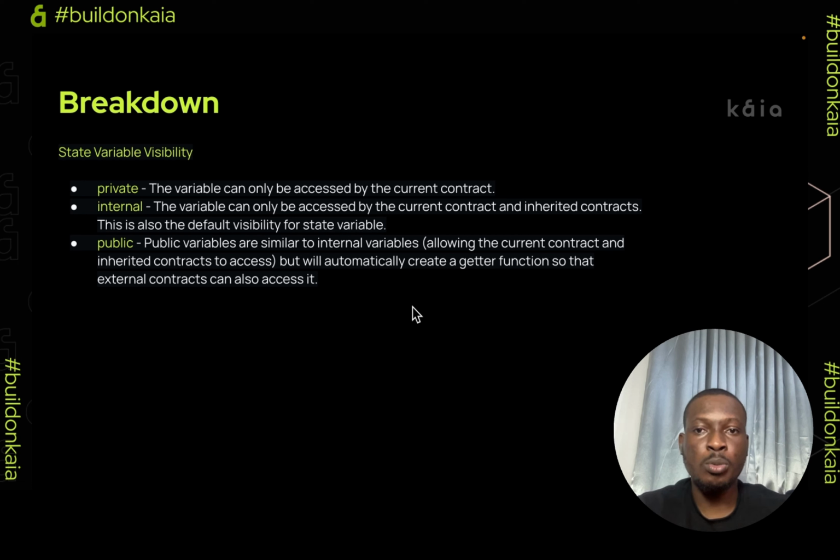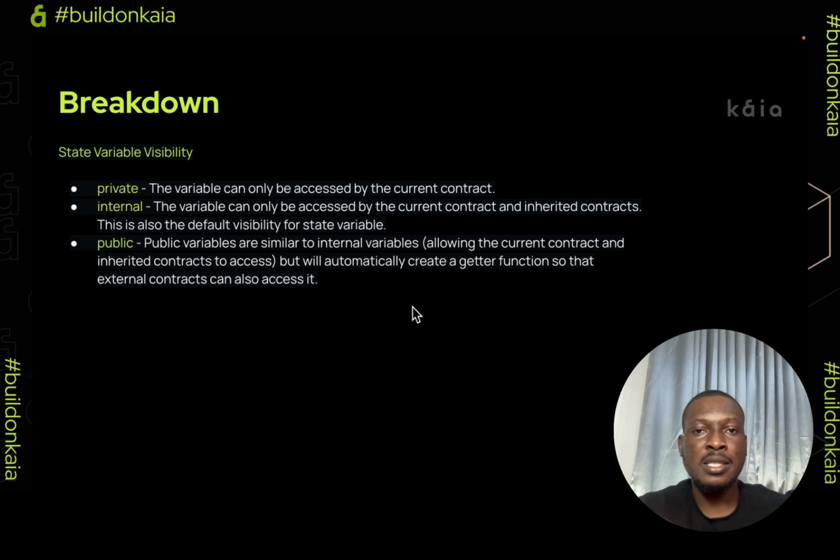First, it can be set to private, which means that this variable can only be accessed by the current contract using this variable. The other visibility is internal. This means that it can only be accessed by the current contract which is being declared and also inherited contracts. And mind you, this is the default visibility for every state variable. Also, we have public, which allows the current contract which declares it and also inherited contracts to access this variable.